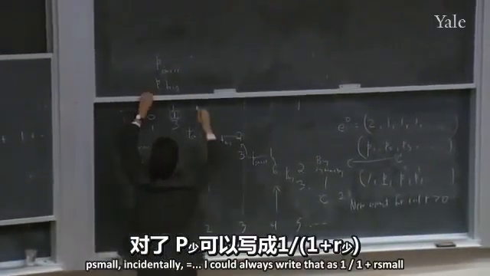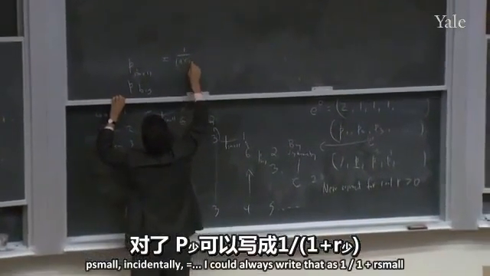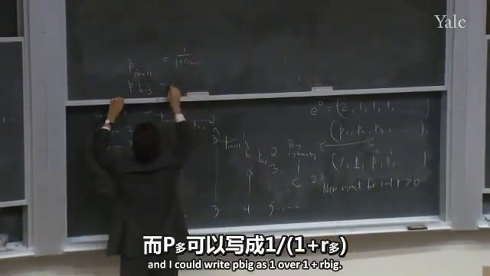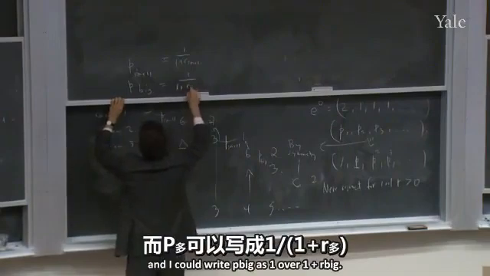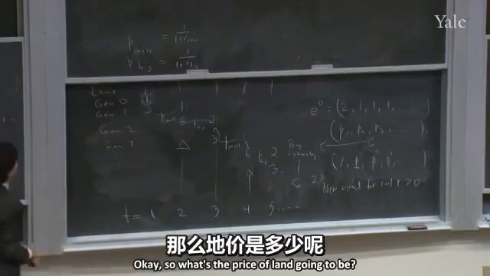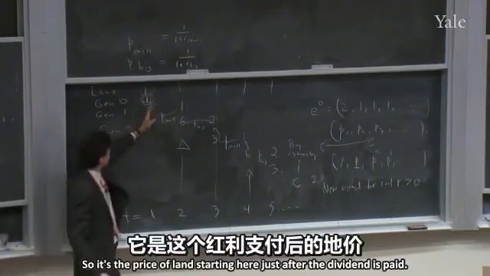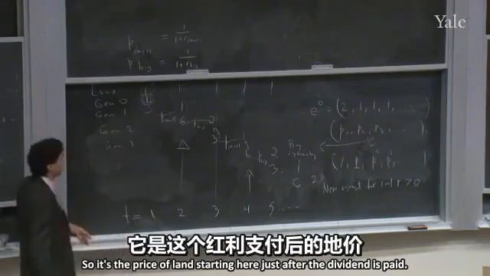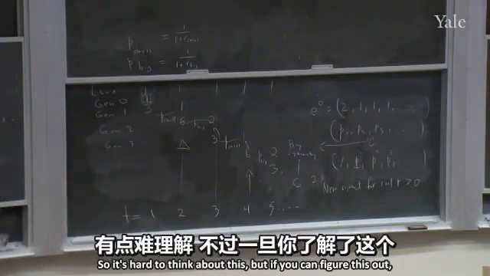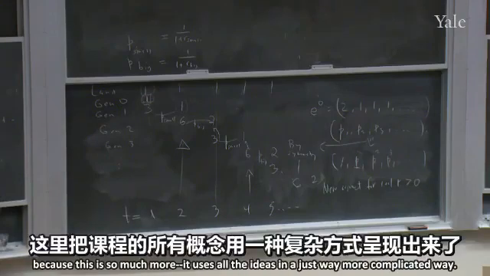P small, incidentally, equals, I could always write that as 1 over 1 plus R small. And I could write P big as 1 over 1 plus R big. Okay, so what's the price of land going to be? So it's the price of land starting here just after the dividend is paid. It's hard to think about this. But if you can figure this out, then you've totally understood everything in the course, because this uses all the ideas in a way more complicated way.